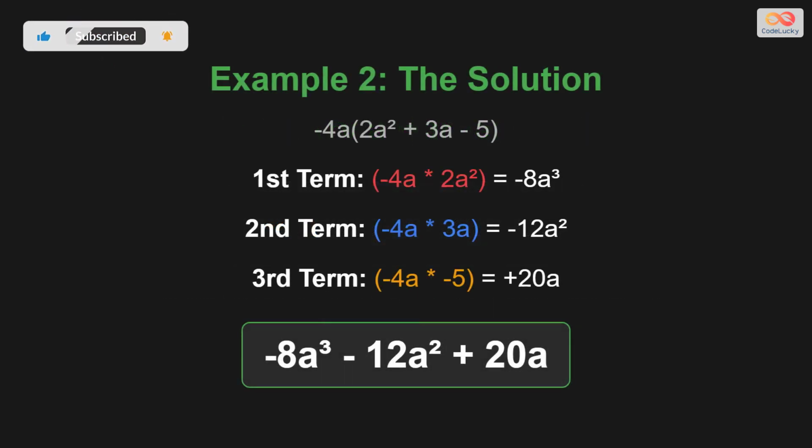Let's solve this step by step. First, negative 4a times 2a squared is negative 8a cubed. Second, negative 4a times 3a is negative 12a squared. Finally, negative 4a times negative 5 is positive 20a, because a negative times a negative is a positive. The complete answer is negative 8a cubed minus 12a squared plus 20a.